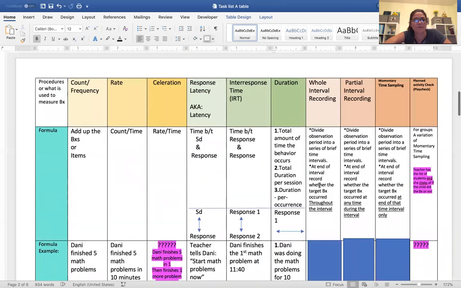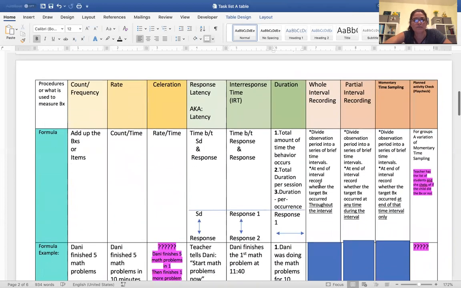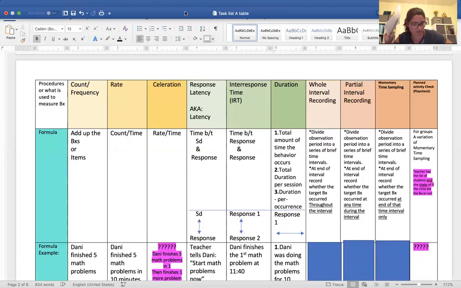Okay, just a pop quiz. Duration, where does it go? Which procedure for measuring behavior does duration go into? We already did this. You want me to give you a tip? Duration goes into event recording or timing? Duration is timing, right? Timing. Yes, duration is timing.